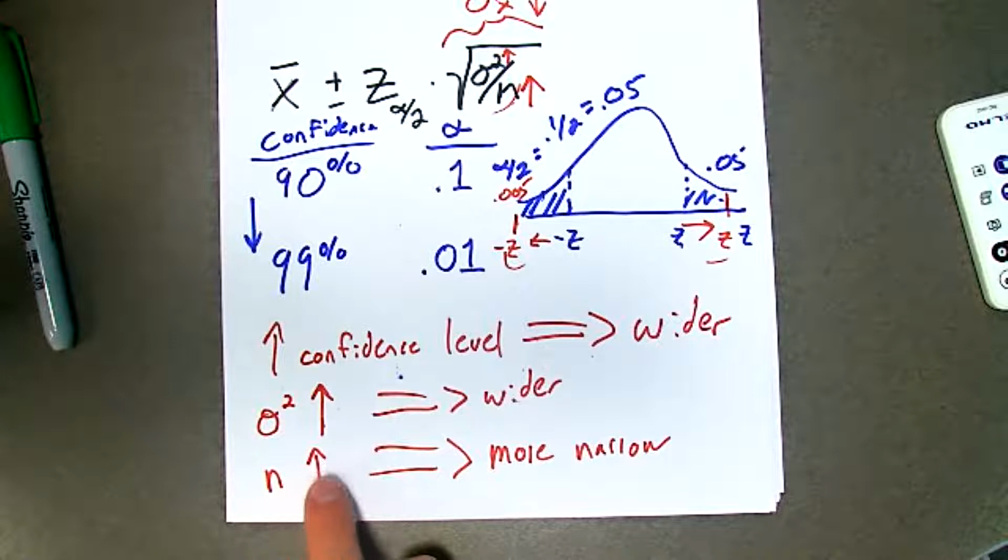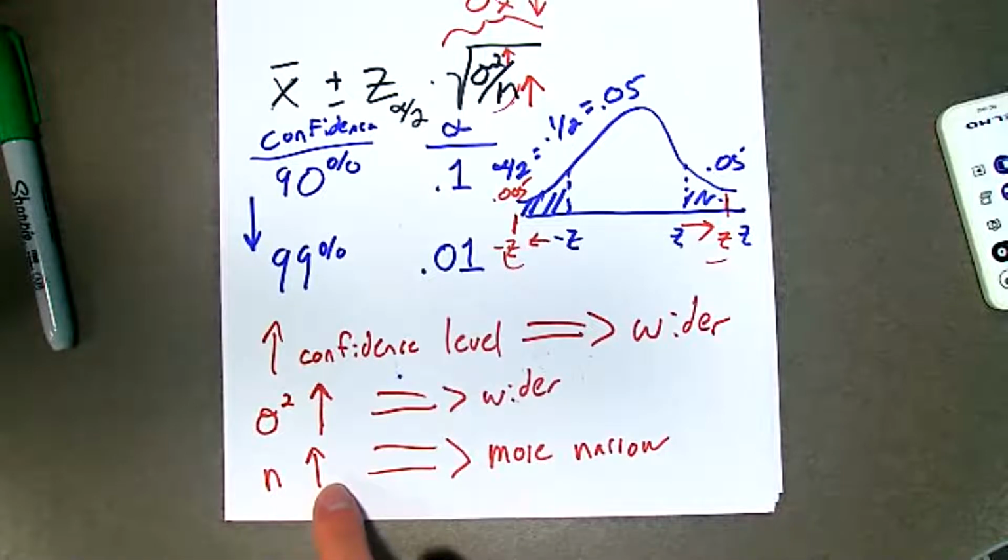Okay? And the one way that we really can influence that, really narrow that down, is increasing our sample size. That kind of makes sense. If I have a larger sample, it's going to be easier. I have more information from the population. I can narrow down that range of values a little bit easier.